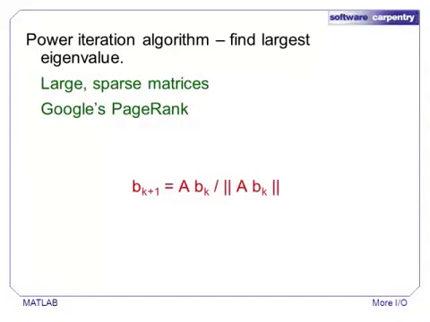An example of such a function is the power iteration algorithm, which finds the largest eigenpair of a matrix. It is often used on large, sparse matrices, such as the matrix of weights used by Google's PageRank algorithm. The basic algorithm is embodied in the red equation, which is just a matrix multiplication and division by a scalar.